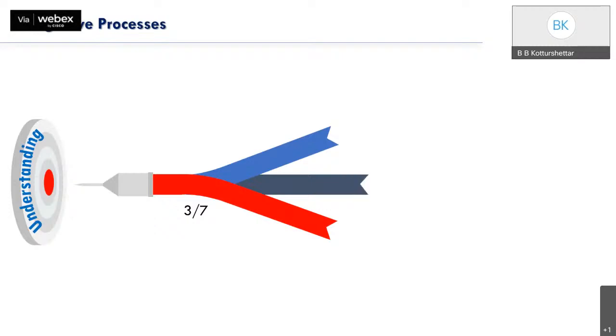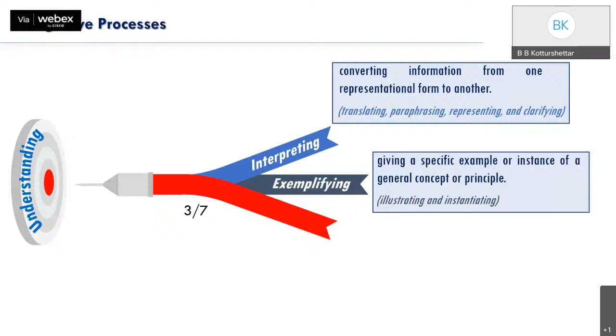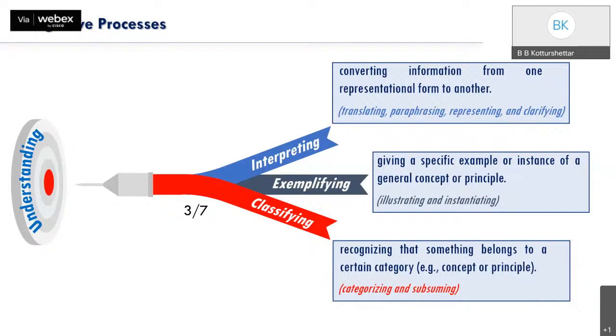So there are in all 7 cognitive processes. The first 3 are interpreting, exemplifying, and classifying. All these are part of the revised Bloom's taxonomy document, and there is a very good explanation in that. Here, you just try to understand that for every learning level, there are cognitive processes associated, and what those cognitive processes are. No need to note them down.